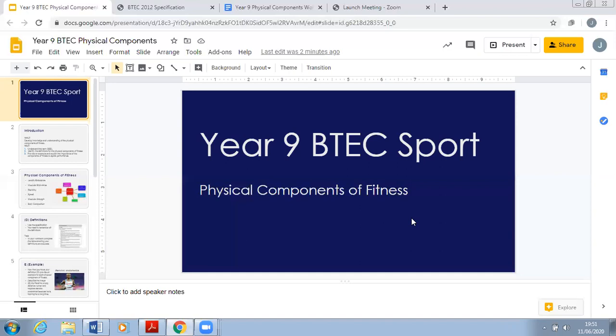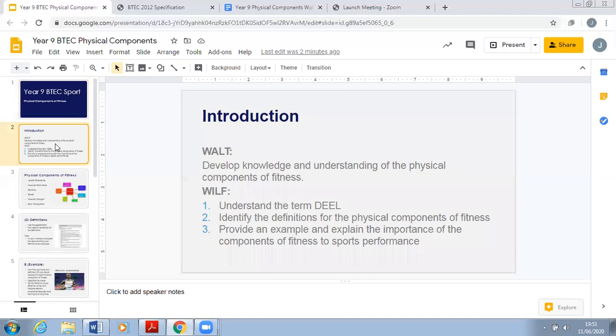So like I said, we're going to look at physical components of fitness. I'm not going to do a presentation, okay, because I'm going to go between the specification and I'm also going to show you your work and what I expect to see in your workbook for this section of work. So you're going to develop knowledge and understanding of the physical components of fitness. You're going to understand the term DEAL. You're going to identify the definitions for physical components of fitness and provide an example and explain the importance of the components of fitness to sports performance.